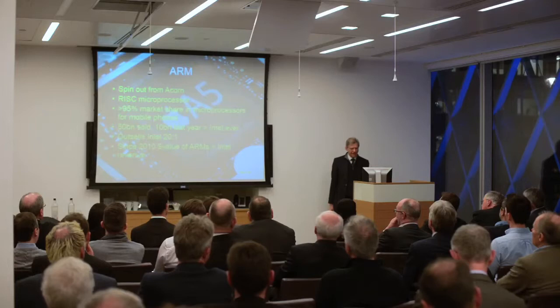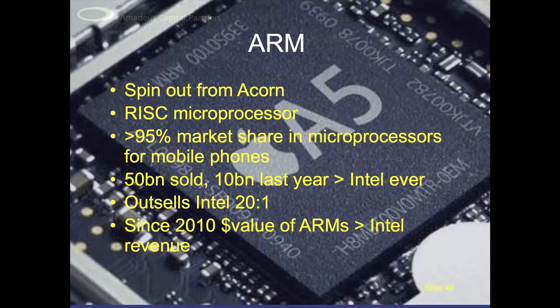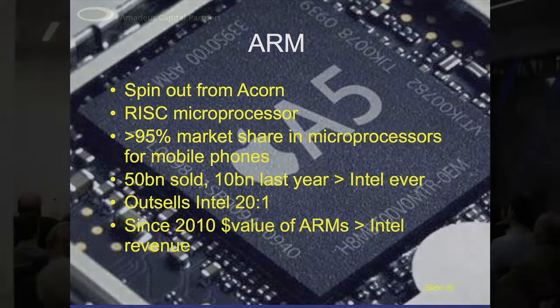And that's the reason why there are now 20 ARMs in an iPhone or iPad or any of the other smartphones that you see. Out of the 60 billion, we sold 10 billion last year, which is more than Intel has sold in its entire history. So we are outselling Intel 20 to 1, probably more than 20 to 1.